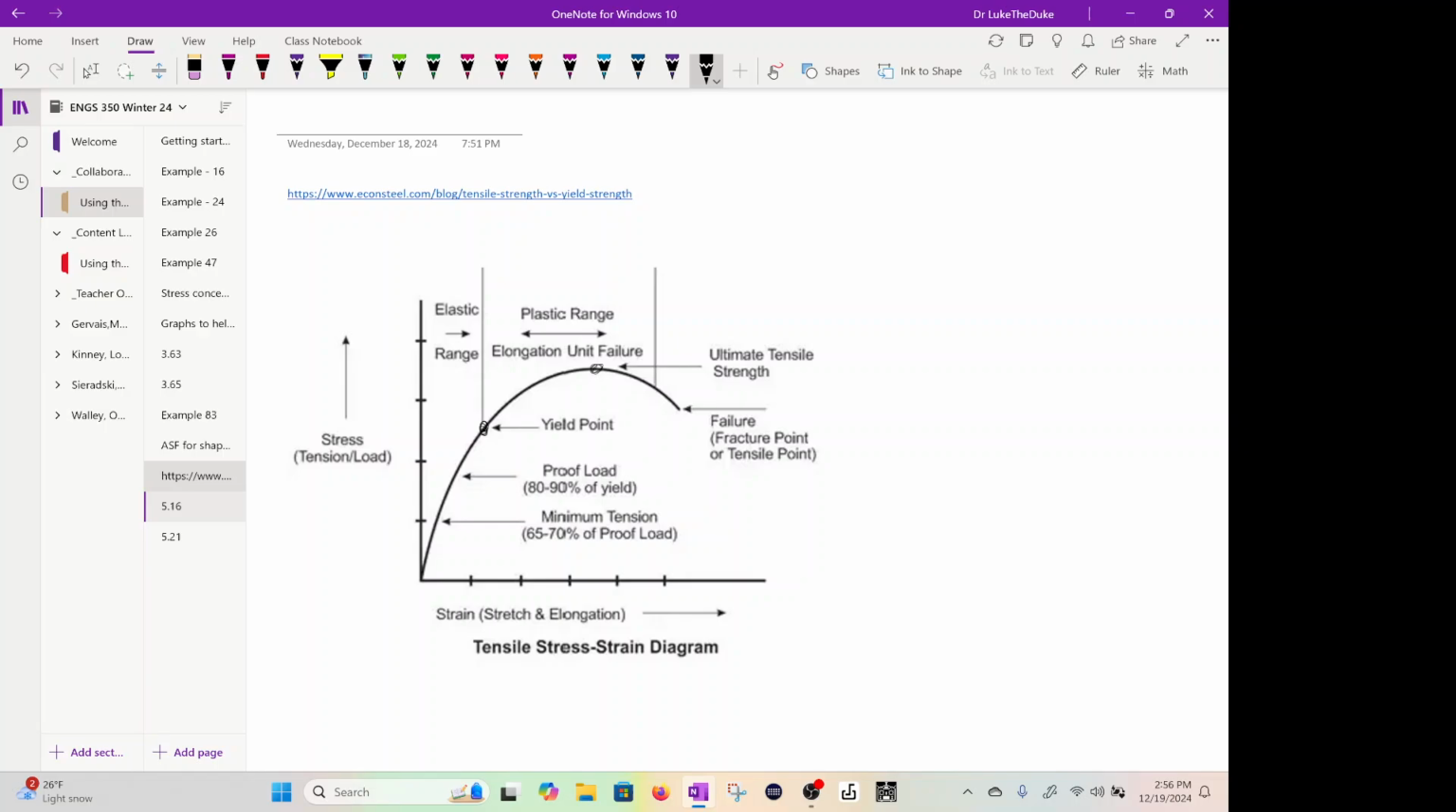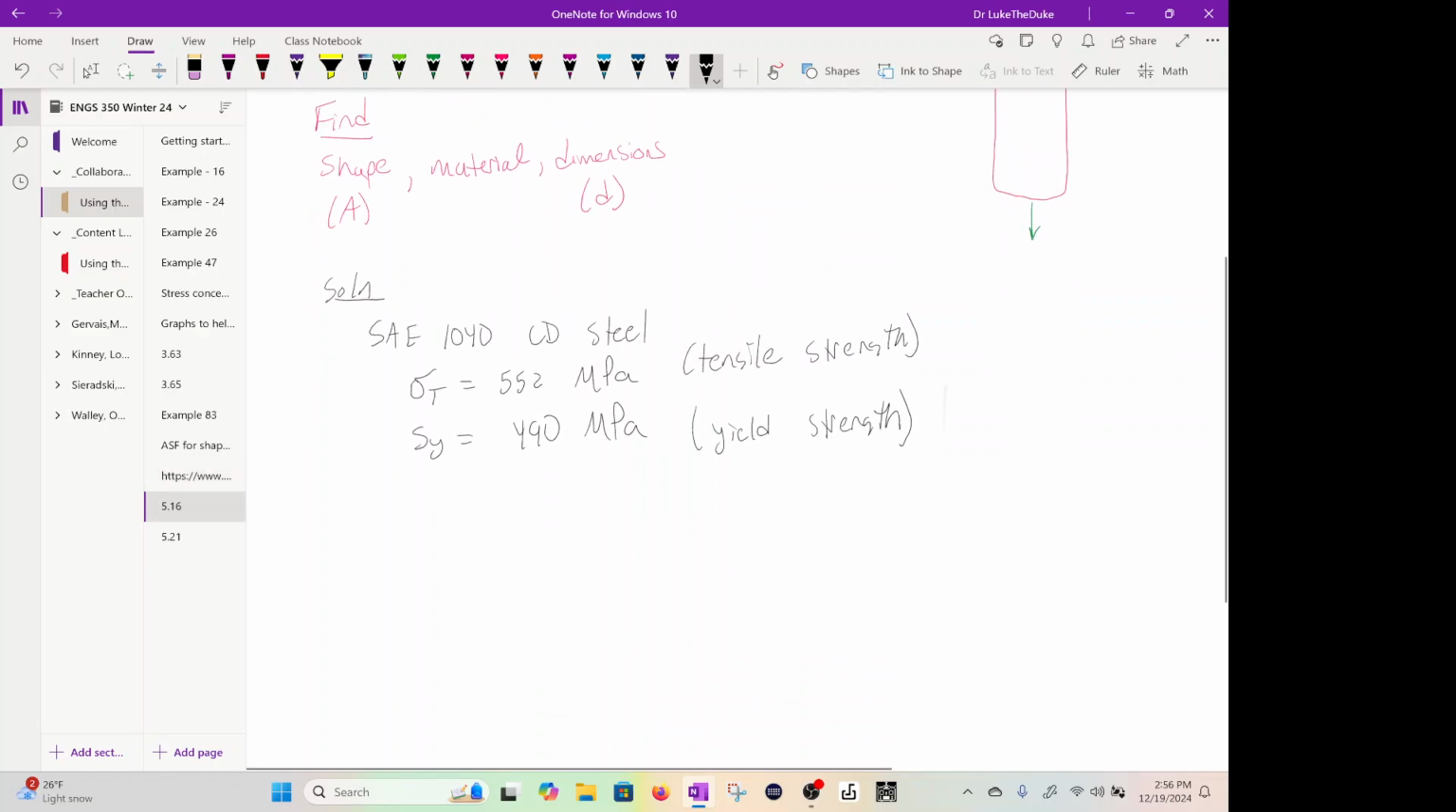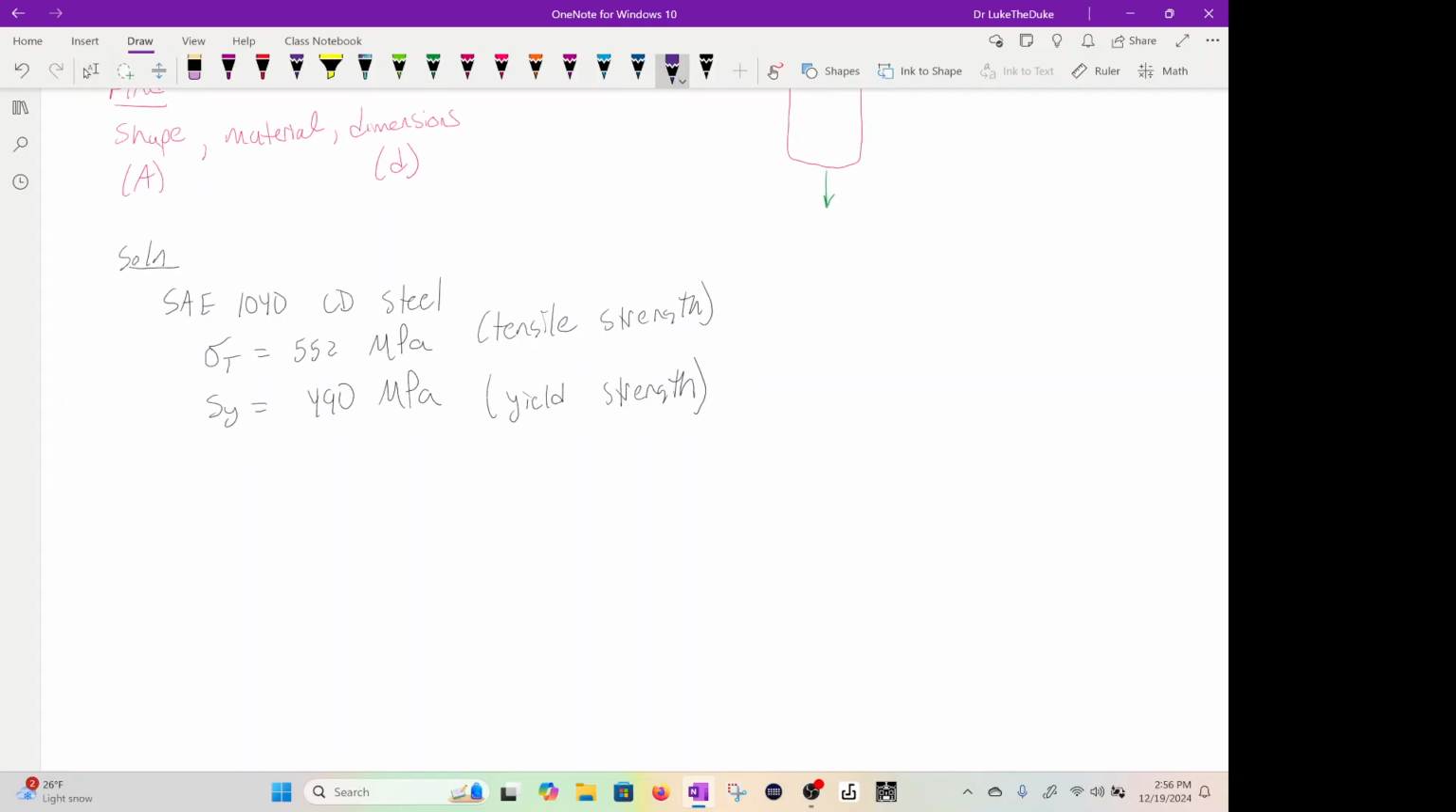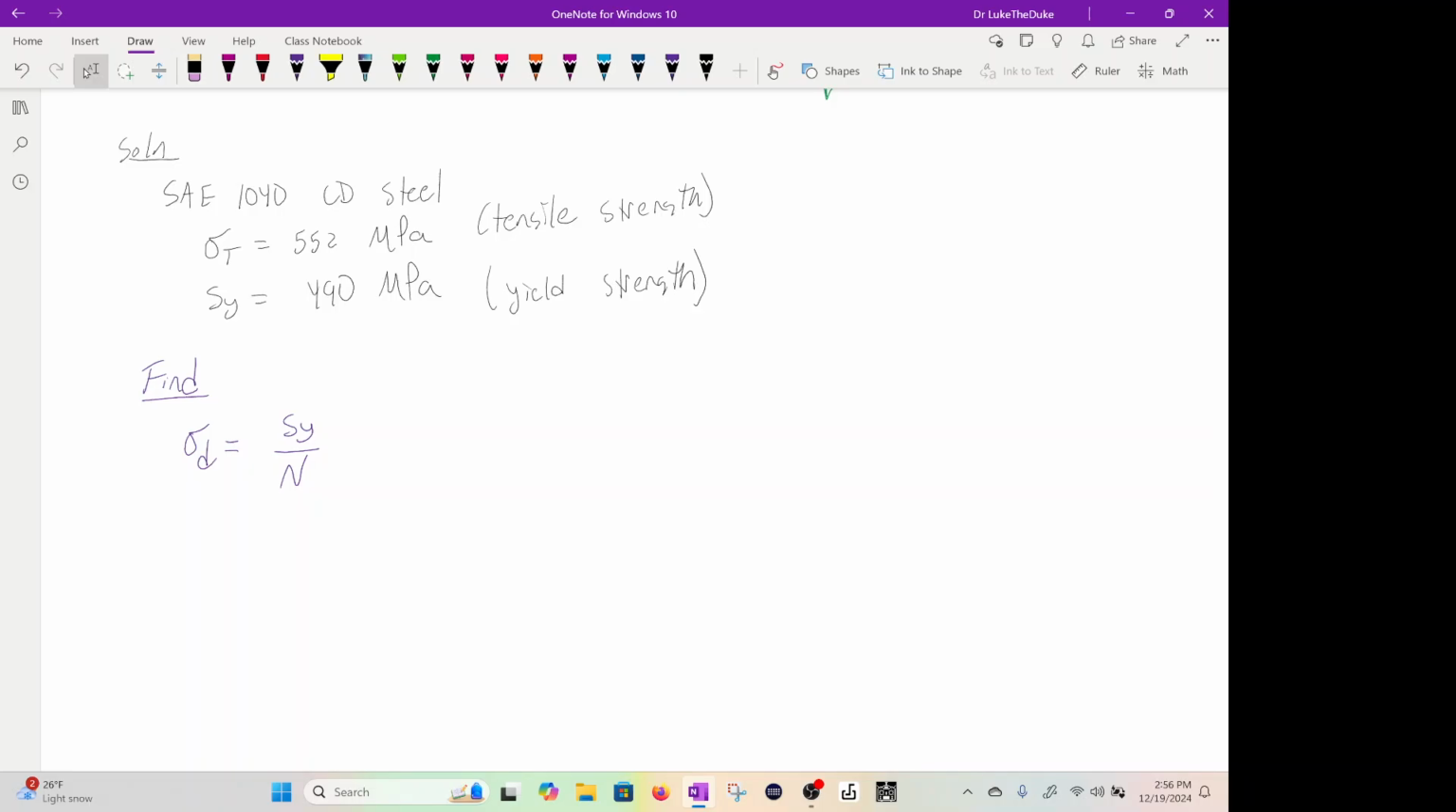All right, what we're going to do first is find sigma D, which is called the design or allowable stress, using SY over N, which is like a safety, like a design factor. Okay, and we're going to pick 2. Anything over 2 is good. So sigma D equals 490 megapascals over 2. So sigma D becomes 245 megapascals.